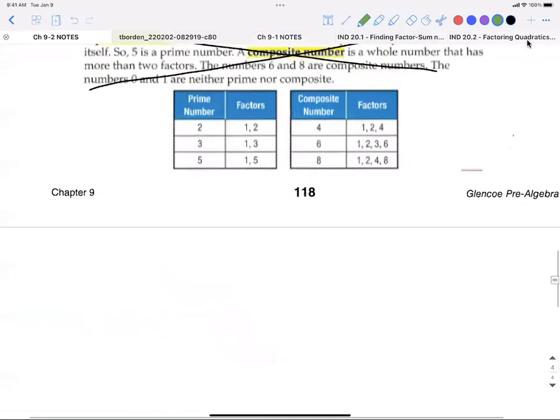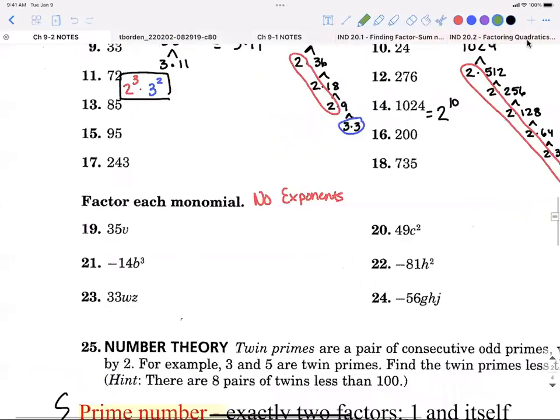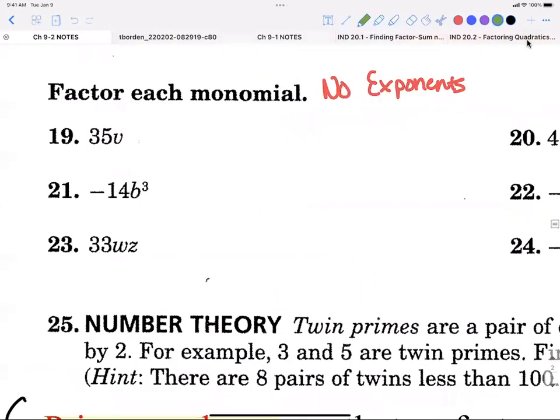The last thing I want to show you on your homework is this bottom portion. Make sure you put a note that on the very bottom portion, it's no exponents, okay? So if you can do it without a factor tree, like 35, 35 is pretty straightforward. It's 5 times 7. That's factored. For number 21 there, that negative 14b cubed, it's negative 2 times 7. Those are the factors. One of them has to be negative because it's negative 14. And then b times b times b. So no exponents in that bottom section.